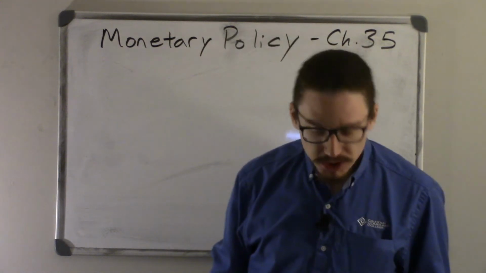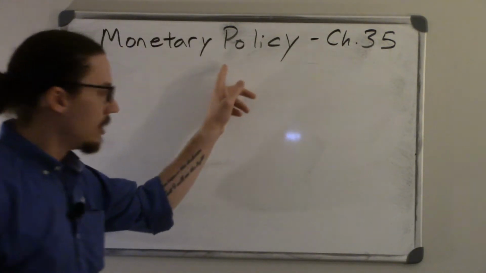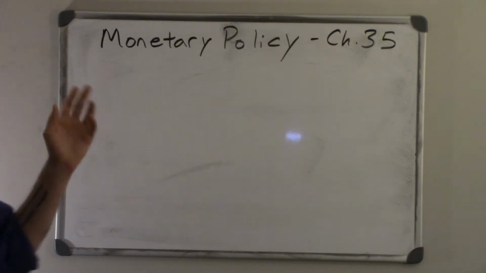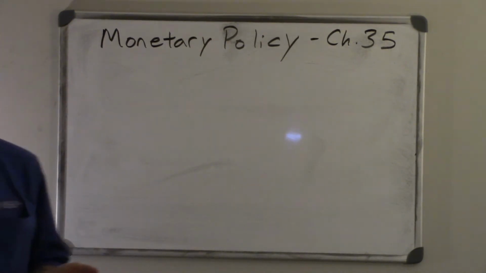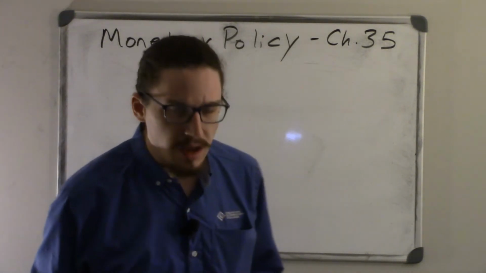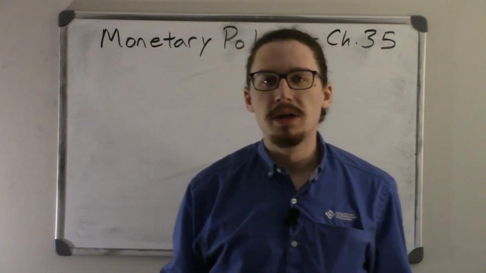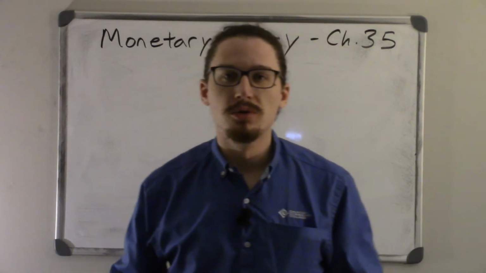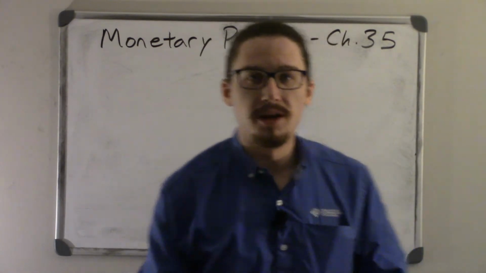In this chapter, we are going to be talking about monetary policy. So this is chapter 35. We're talking about monetary policy. And monetary policy is what the Fed uses to change aggregate demand.